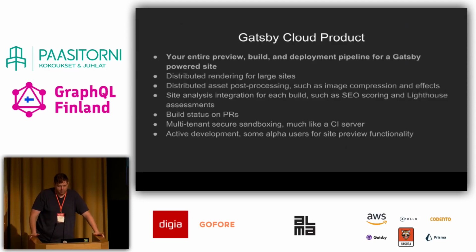So obviously with a 1 million-page site, which is what we're hoping to target, you need distributed rendering. You can't render everything on one Node.js process. You have to distribute it across hundreds of processes, which means you have to orchestrate well. Gatsby also does asset post-processing like image compression and effects, all with your GraphQL query. So distributing that is also slightly painful. You can't do that on one process, on one machine. You want to be able to distribute that across n number of machines elastically. Also site analysis, so SEO scoring and Lighthouse assessments on every build.